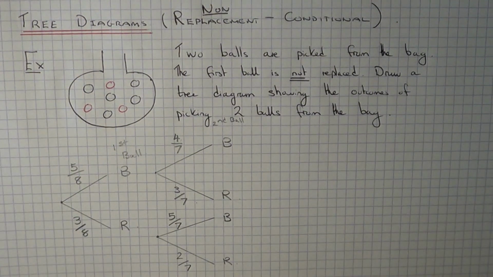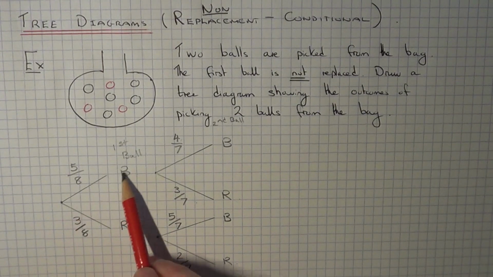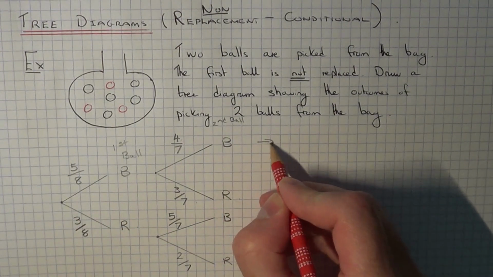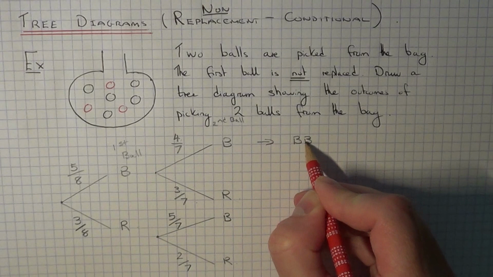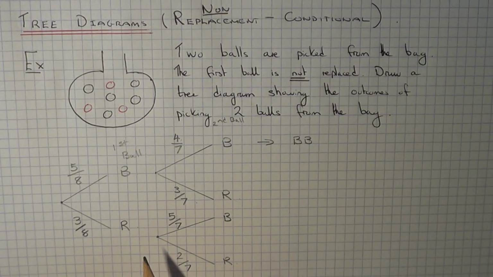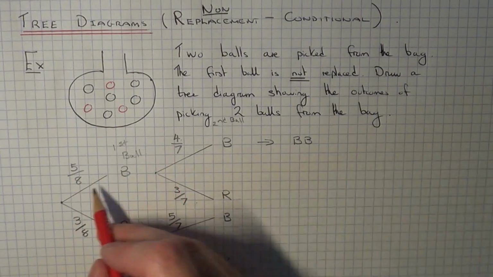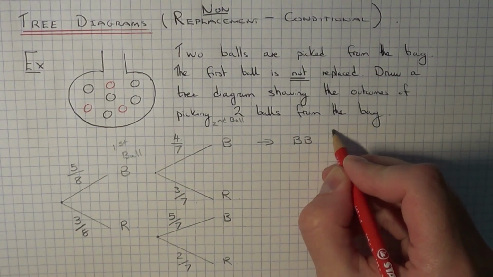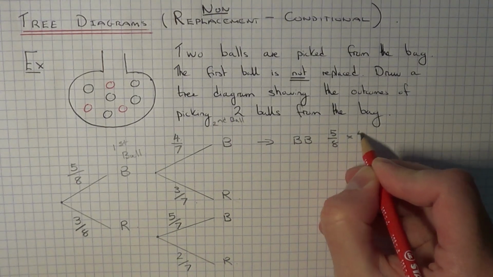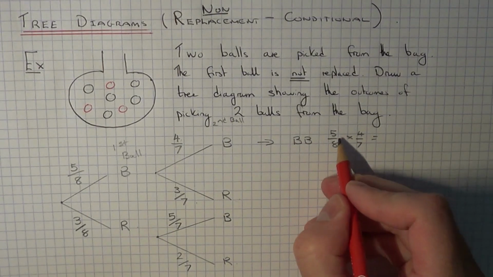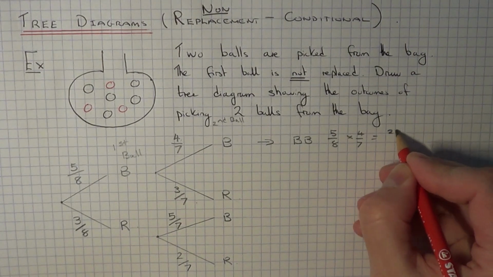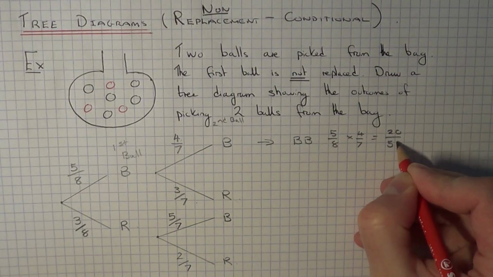We can now work out the probabilities of picking 2 colour balls from the bag by following the routes along the tree diagram. So follow the top route. That will be the probability of picking 2 black balls. If you want to actually work out the probability of picking 2 black balls, you multiply these 2 fractions together. Whatever you do, don't add the fractions. So 5 4s are 20, 8 7s are 56.